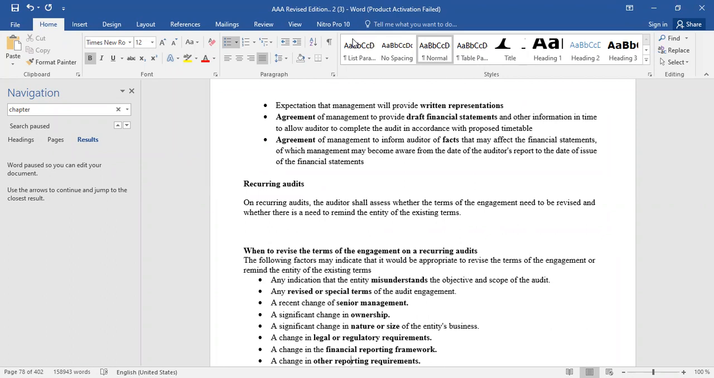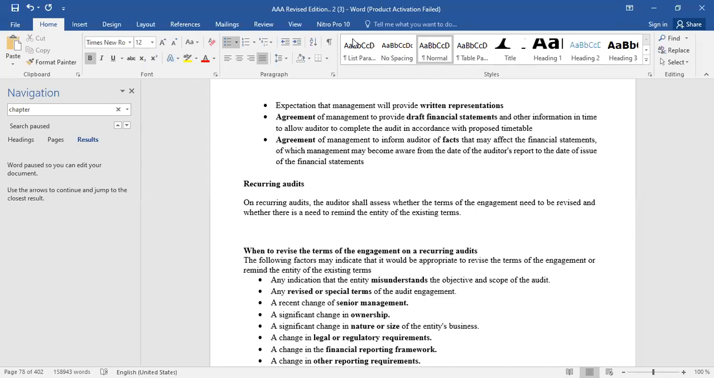Recurring audit is basically a continuous audit. This is the audit that you're doing for the second time, the third time, on a continuous basis. So I hope you're together. Recurring, something that is recurring is repeating. So you've done the first year, you're going to do the second year, and the third year. It is recurring.